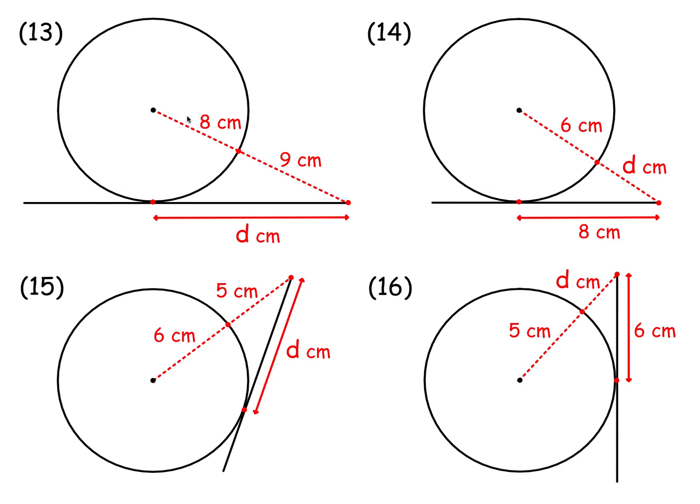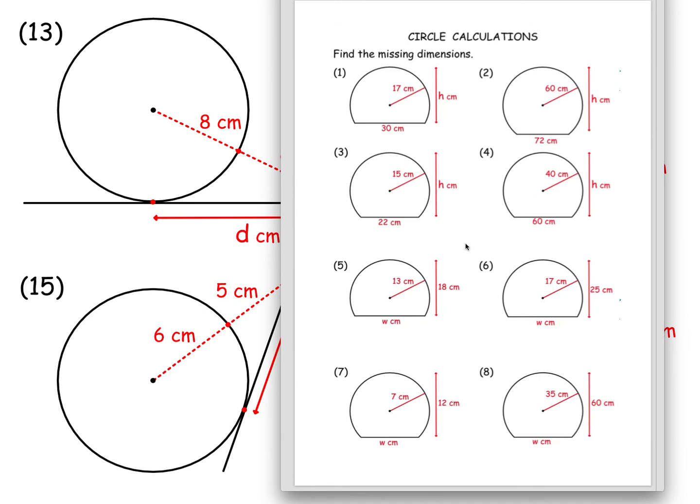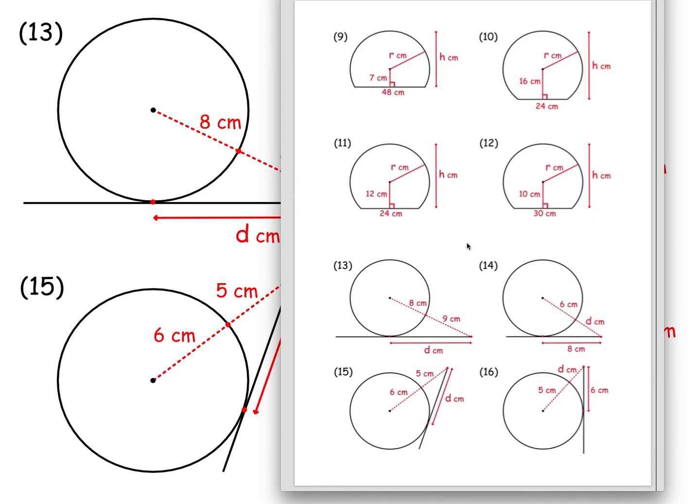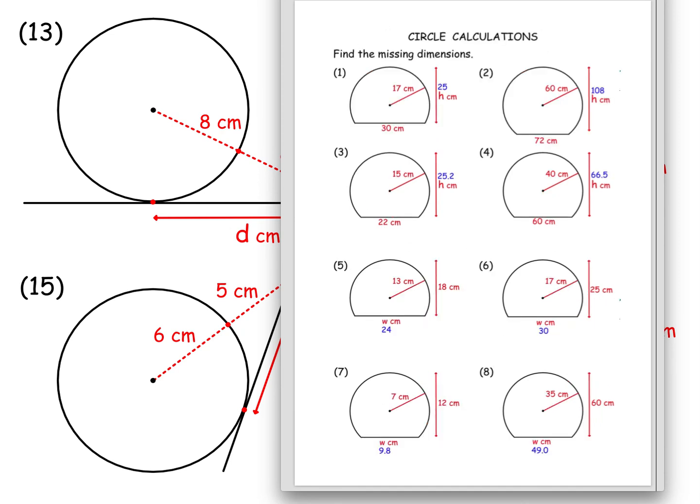Sometimes it gives you the radius and the distance of the point from the circle, and you work out the length of the tangent. Or it could be telling you the length of the tangent, and you have to work out the distance from the point to the circle. I'll have the answers with it. So you get 16 questions. If you click the link in the description, there's a worksheet, 16 questions, and I'll have the answers.